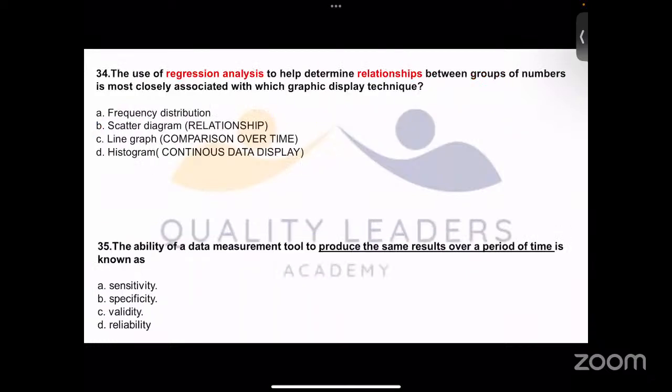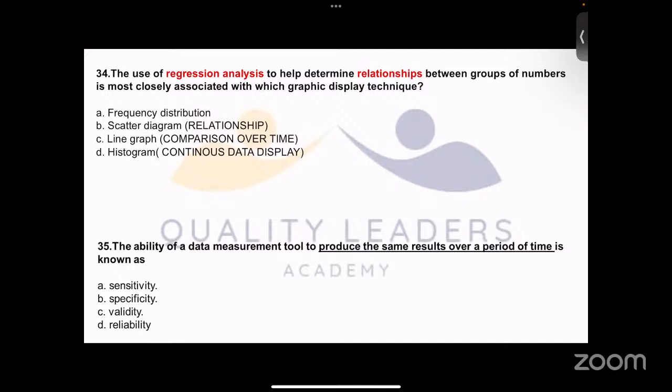Number 34, the use of regression analysis to help determine relationships between groups of numbers is most closely associated with which graphic display technique? A, frequency distribution; B, scatter diagram or relationship; C, line graph or comparison over time; D, histogram, the continuous data display. If I want to determine the relationship between variables, which graph should I use? Which one determines relationship?